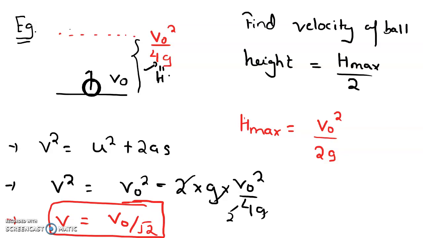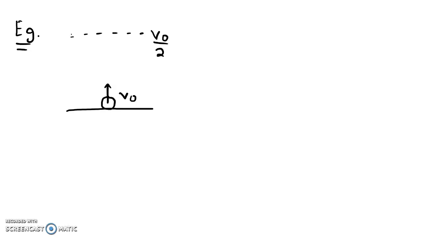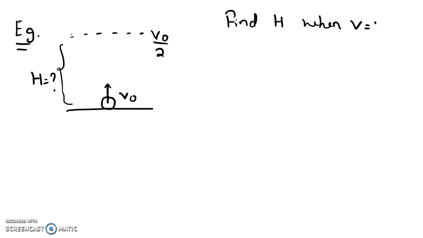Okay, let me make another one, an easy one in fact. Say for example there is a ball and I throw it with velocity v0. And I ask you, find the height when the velocity would become v0 by 2. You need to find h when the velocity is half of the initial velocity.